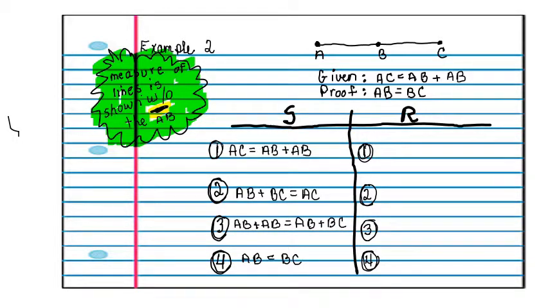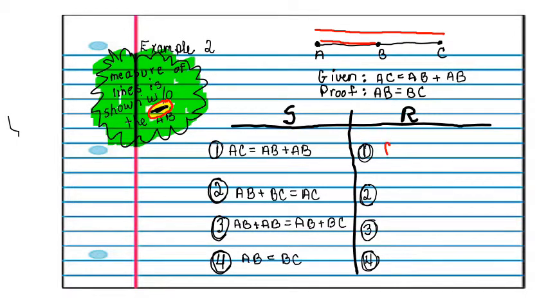Example 2 is about some given line segments here. Just a note: when we're talking about the measure of lines, with a little m in front of it, we get rid of the little line up top, and that means we're talking about measure. So we're given that AC is equal to AB plus AB. You identify, okay, here's AB, and if we take two of those and put them together, we make the long one.